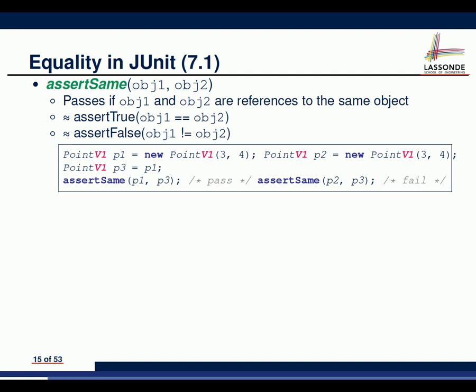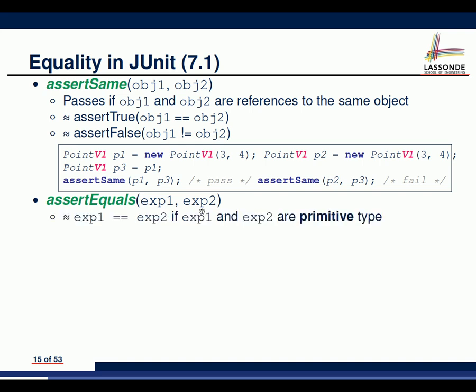The tricky one really is assert equals. Notice that I chose the name for the argument very carefully. I simply say expression 1, expression 2. I didn't say object 1, object 2. Because for assert equals, you may compare primitive values or you may compare reference variables. Okay? Let's talk about the easy case, which we also know from the previous lecture. If expression 1 and expression 2, they're simply primitive types.